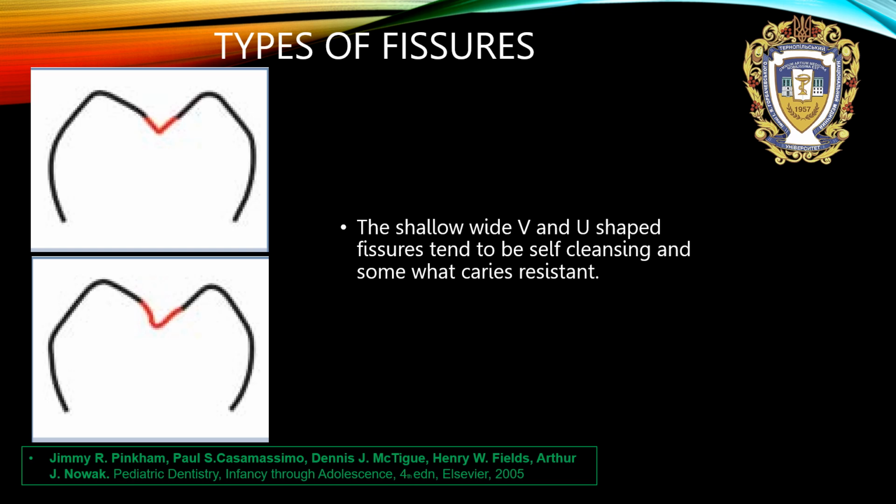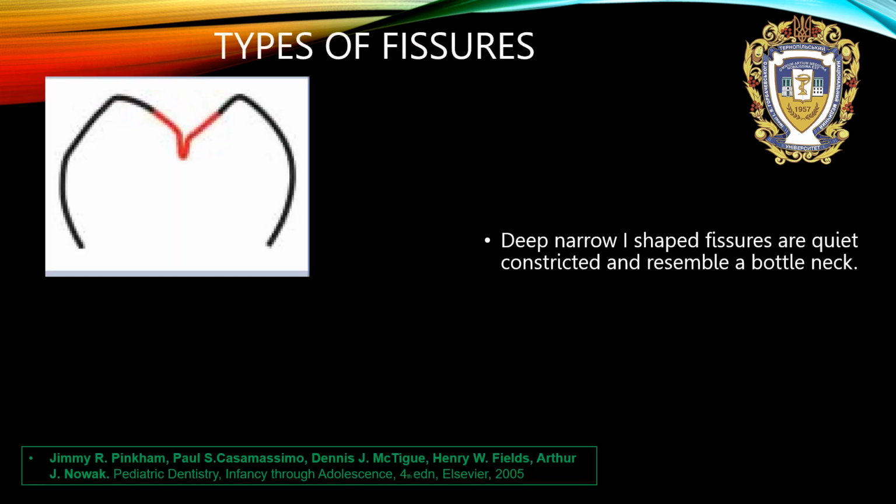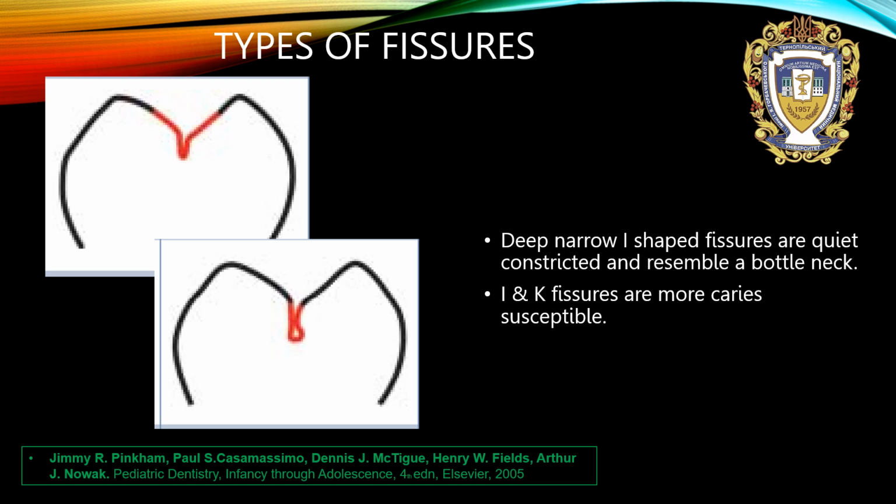And I would like you to understand that the shallow wide V and U-shaped fissures tend to be self-cleaning and somewhat caries resistant. Instead, deep, narrow I-shaped fissures are quite constricted and resemble a bottleneck. But I and K fissure types are more caries susceptible.